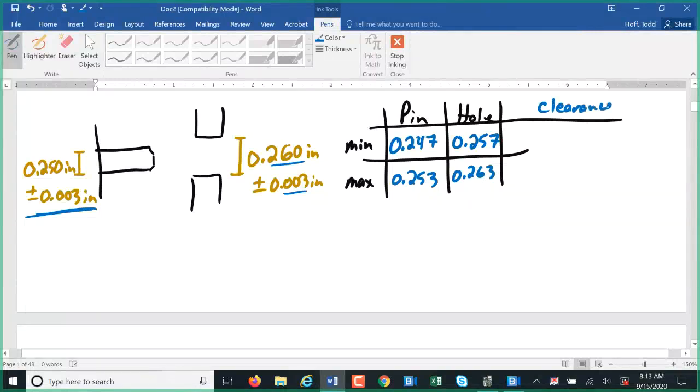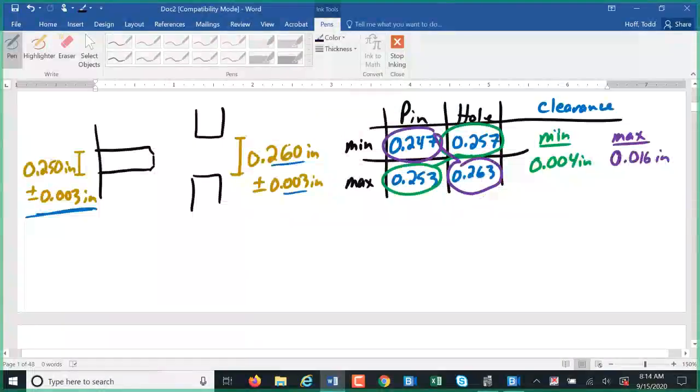Now we are looking for clearance. Our minimum clearance is when the pin is large and the hole is small. What's the difference there? Only 4 thousandths of an inch difference. Our maximum clearance is when the pin is small and the hole is large. If I look at the difference there, that's 16 thousandths of an inch. This one's not so bad.